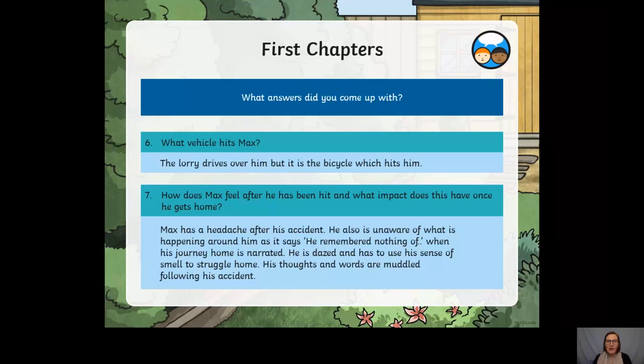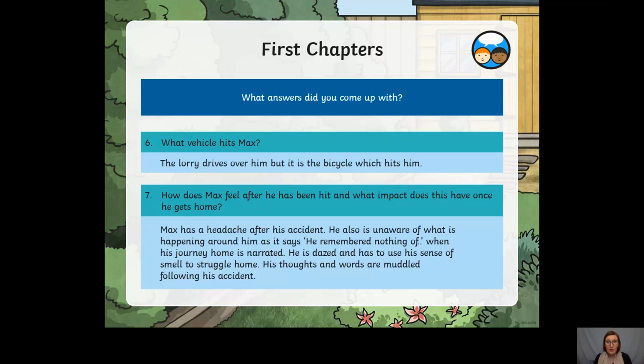And how did Max feel after he'd been hit, and what impact does this have once he gets home? Remember, he had a headache after his accident, and he had that really large bump on his head, didn't he? He was also unaware of what's happening around him, because he says, I remember nothing of his journey home. He's dazed, which means he's a little bit confused and he doesn't quite know what is happening. And he uses his sense of smell to get home. But all his thoughts and his words are muddled up, aren't they? Because he calls himself a hodgehog.